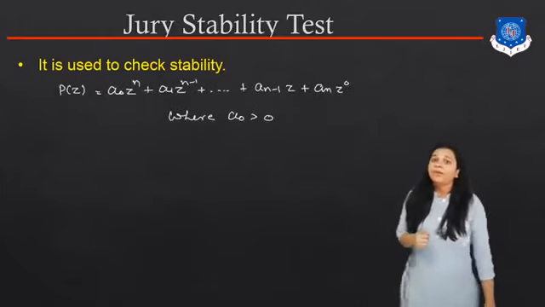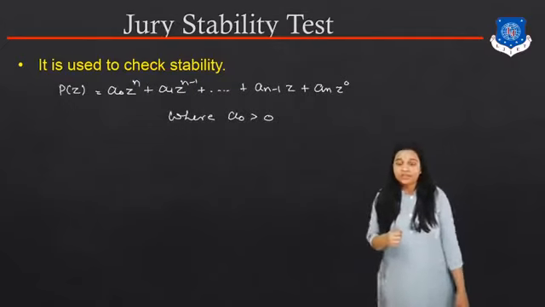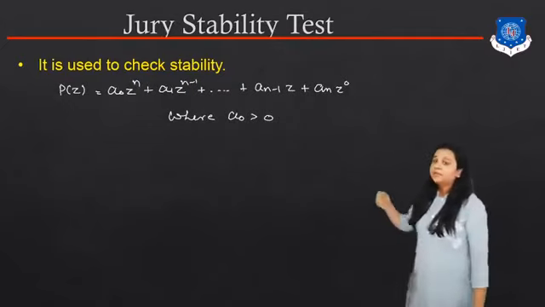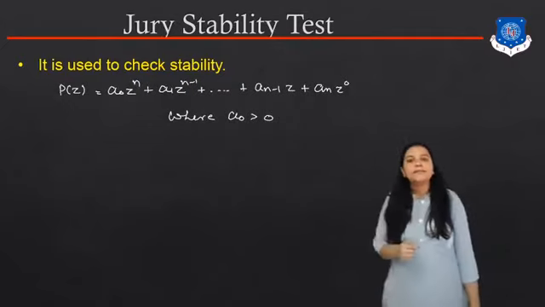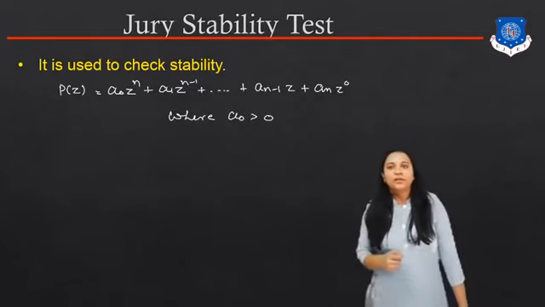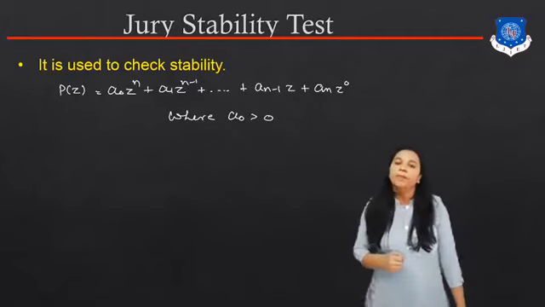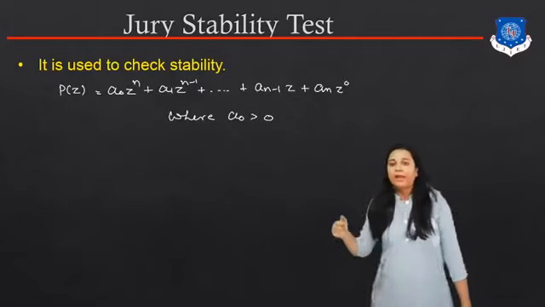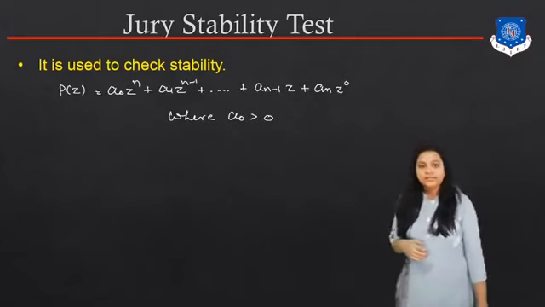Now, whenever we apply the Jury stability test, the characteristic equation is P of Z equal to a0 Z raised to n plus a1 Z raised to n minus 1, up to an minus 1 into Z plus an Z raised to 0, where a0 is greater than 0.